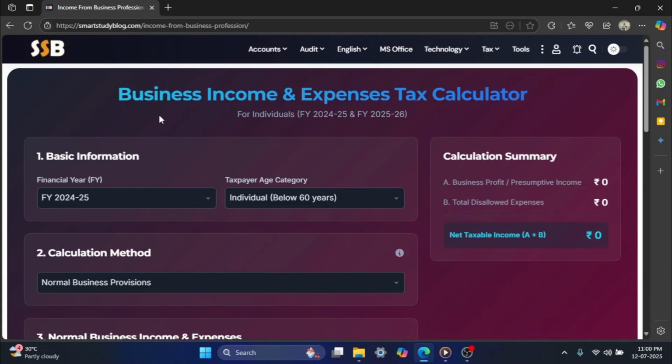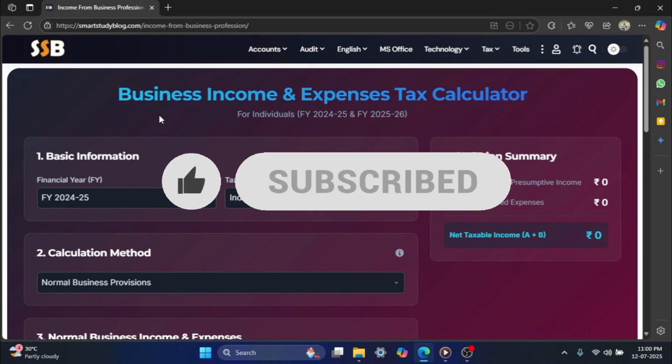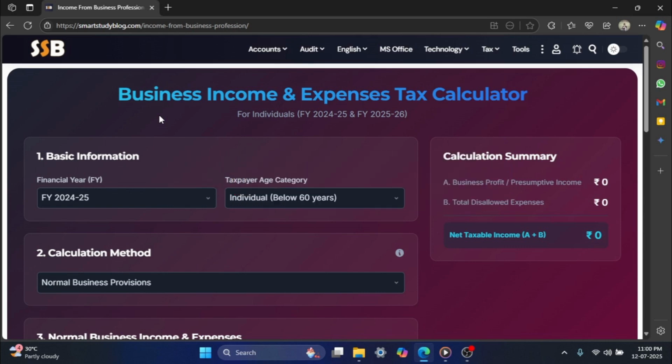Navigating the world of business income and expenses for taxes in India. It often feels like a pretty complex maze, doesn't it? It really does. A lot to keep track of. But what if there was a tool, like a shortcut, specifically designed to cut through that complexity? Something for, say, financial years 2024-25 and 2025-26.